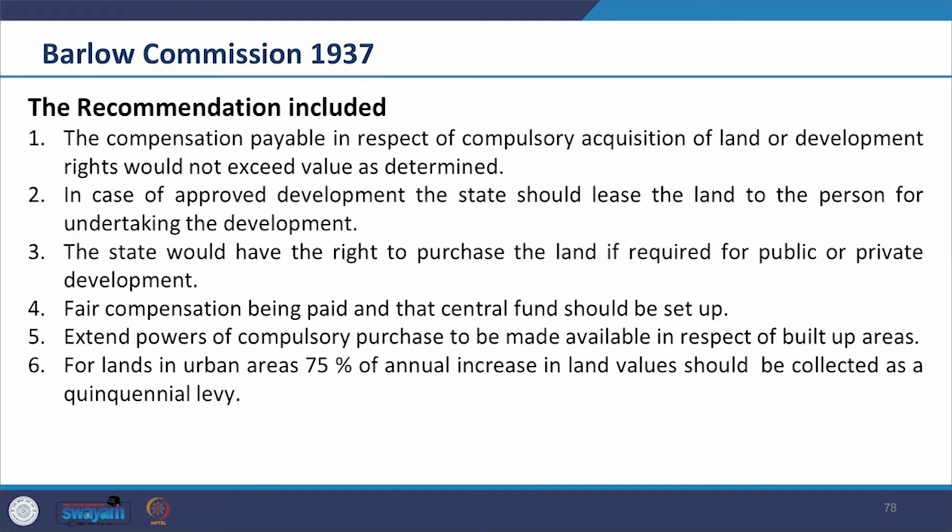Further, we see that the recommendation included fair compensation being paid, and that a central fund should be set up for this purpose. So, you see how the central fund is being set up, and then fair compensation to be paid to the private parties. Further, we see extended powers of compulsory purchase to be made available in respect of built up areas. So, the authority would also have compulsory purchase power. Further, the recommendation included that for lands in urban areas, 75% of annual increase in land values should be collected as a 5 years levy tax.